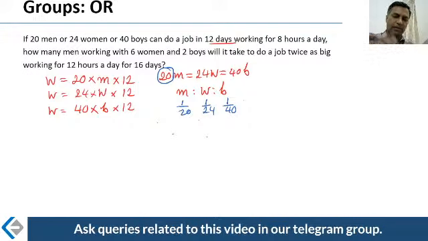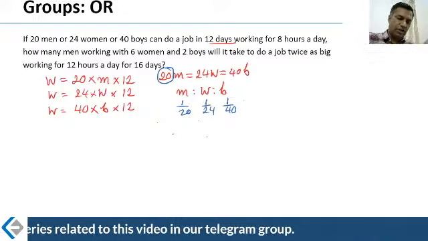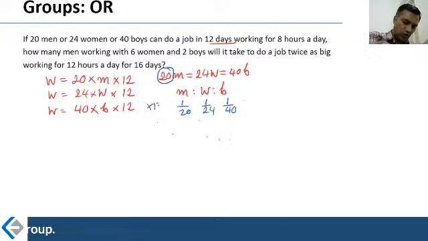Okay, then what do you do? Take the LCM of the denominators, friends. What is the LCM of the denominators? 120. Therefore, multiply throughout by 120.